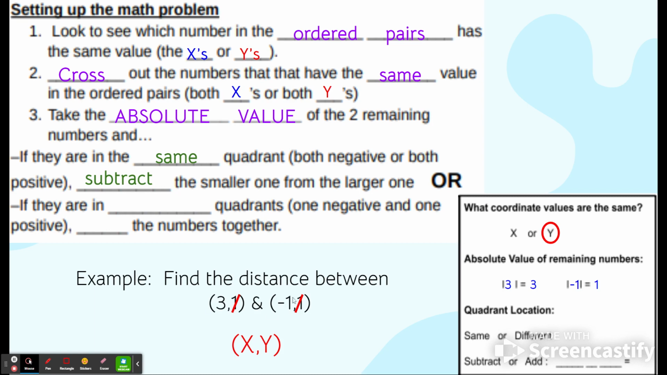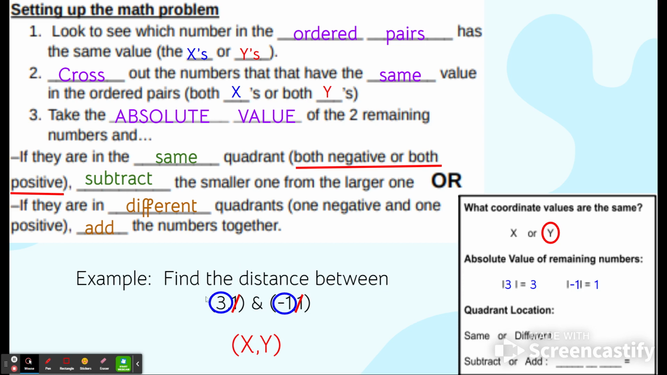But a +3 and a -1, are those the same sign? Are those both negative or both positive? No, they're different signs. So that means they're not in the same quadrant. So let's look at what we do if they're in different quadrants. If they are in different quadrants, one's negative, right? In our second pair, we've got a -1. And in our first ordered pair, we have a +1. So one's negative and one's positive. Doesn't matter which one, but one's negative, one's positive. Then we're going to add the absolute value of those numbers together.